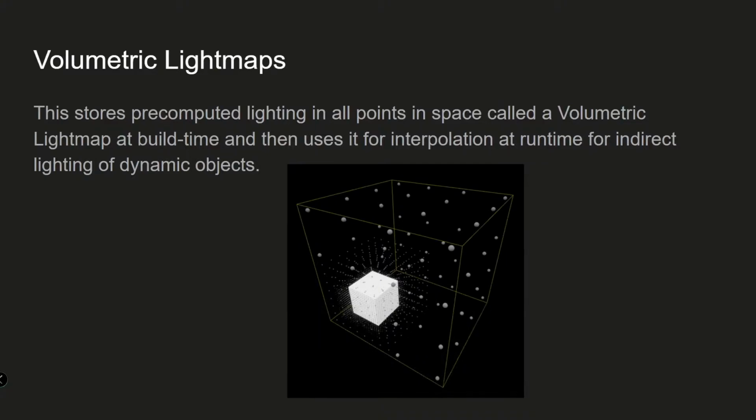Next. So what were those volume samples I was talking about? Volume samples are these volume spheres, which are scattered around our area, and they store pre-computed lighting in all points of space. It basically stores pre-computed lighting in all points in space, called the volumetric light map, at build time, and then uses it for interpolation at runtime for indirect lighting of dynamic objects.